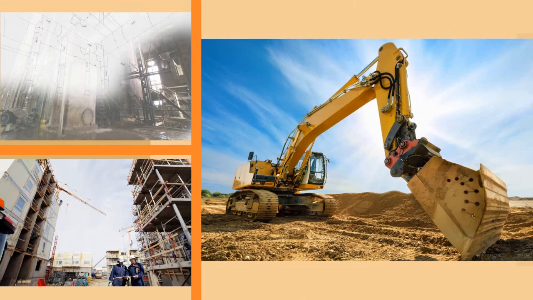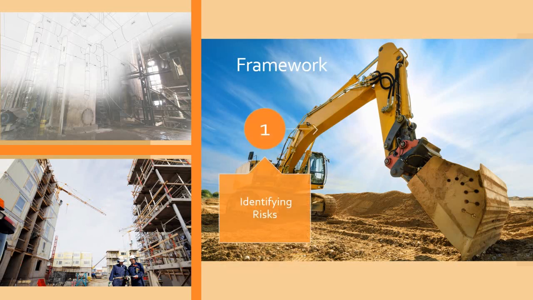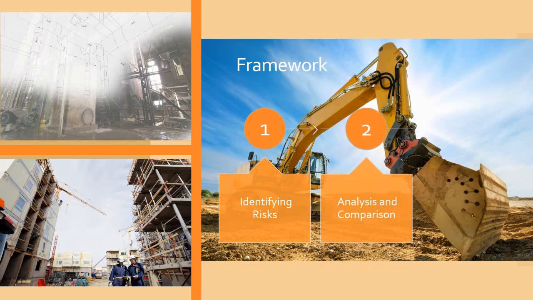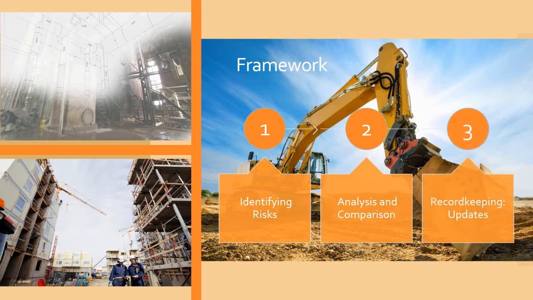A risk register is simply a table. It provides us with a framework for identifying and recording risks. The structure of the table allows for a simplified analysis and comparison of the various risks that we identify. The risk register also gives us a place to record and keep updates. The process itself is facilitated by the risk register. Well, what is the process?